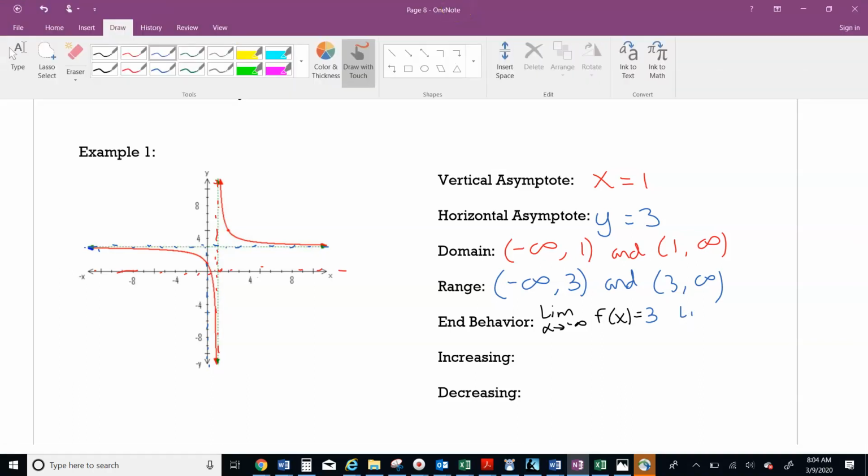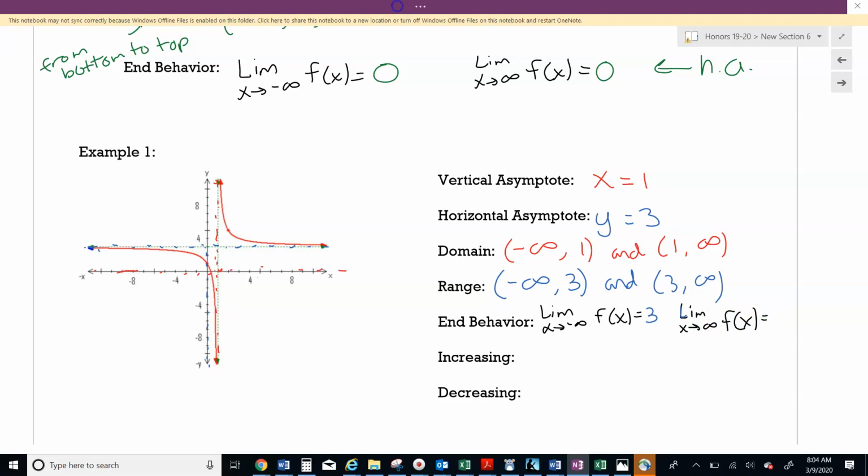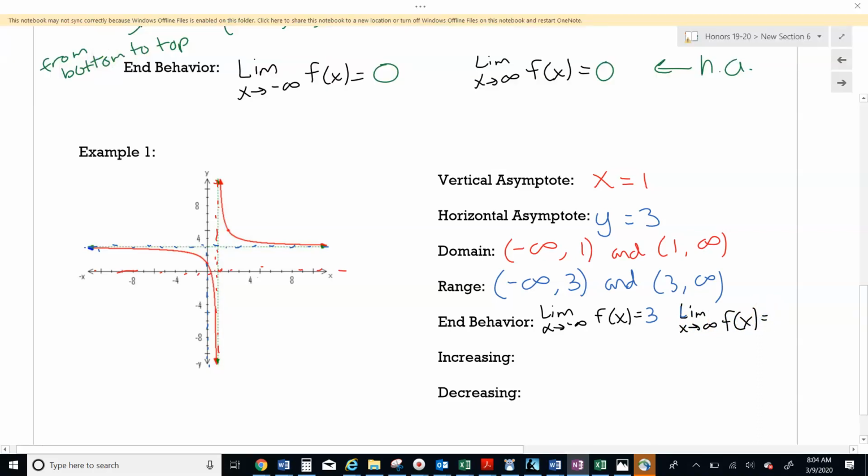Oh, I have to switch colors. All right, as I go to the right side, right? Again, it's going to get closer and closer to that line, which is at 3.